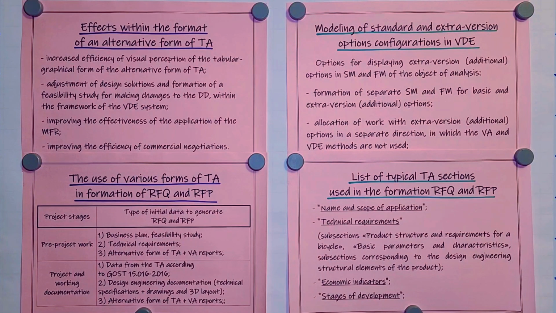So, within the framework of the formation of structural and functional models, there are two possible options for working with additional options. The first, formation of a separate structural and functional model for basic and additional equipment with subsequent accounting and analytical reports on the cost that we remove from the product together with standard options, replacing them with more expensive additional ones. And the second, the allocation of work with additional options into a separate direction in which the value analysis and value design engineering methods are not used.